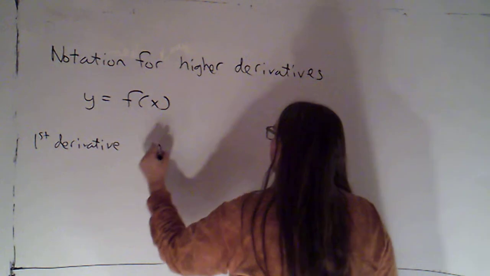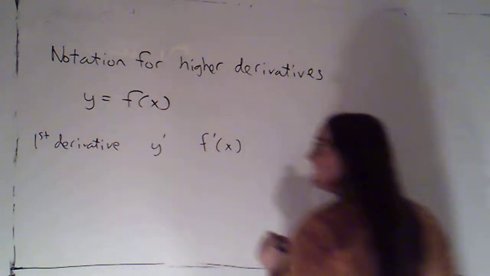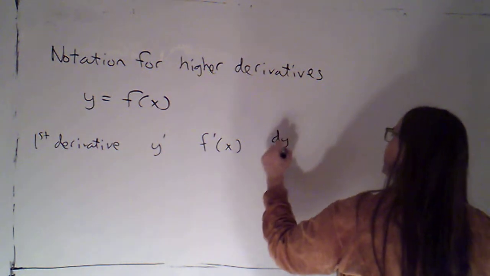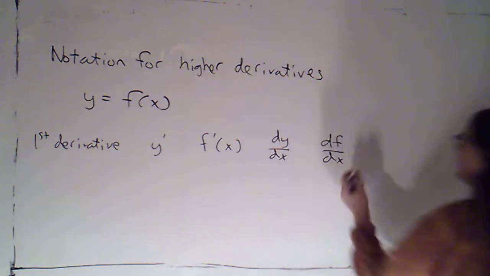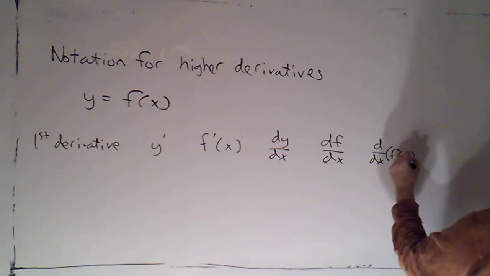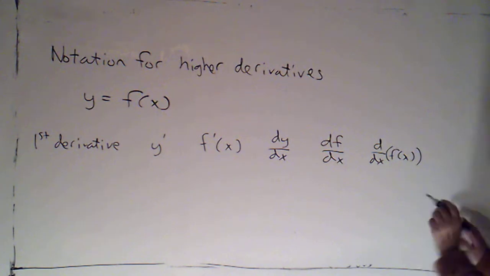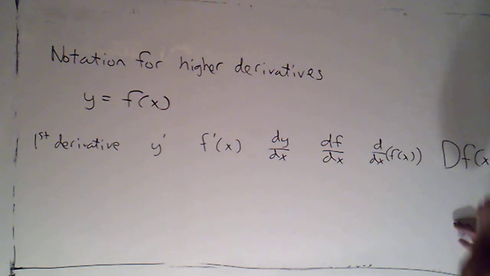And we said we can call that y prime. We can call that f prime of x. We can call that dy by dx. We can call that df by dx. And we can call that d by dx of f of x. Now we also saw that we have this df of x.